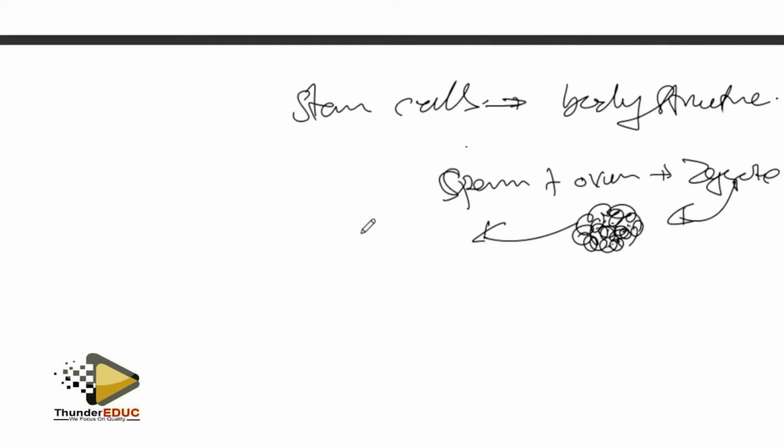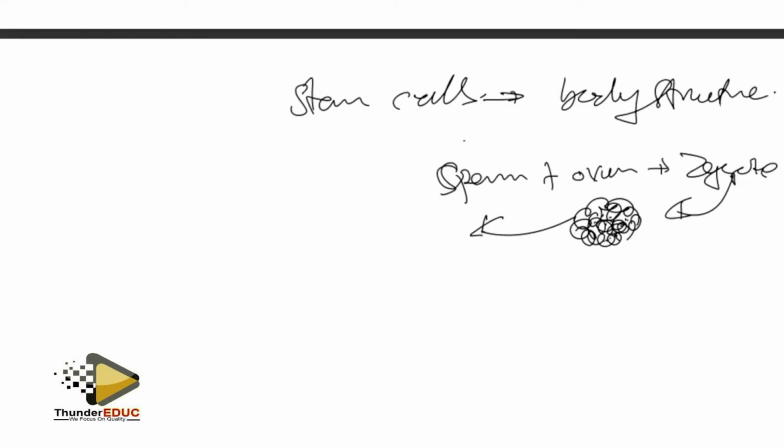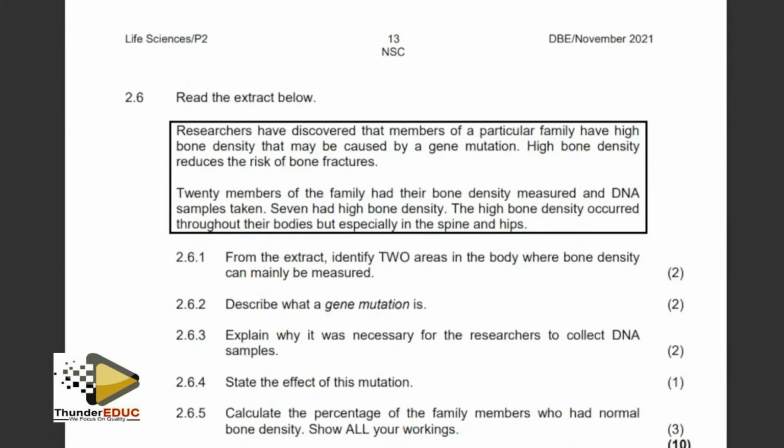Umbilical, adipose tissue, bone marrow. So you have to know those stem cells. Sometimes we bring this as an extract. Let me check and see if I have any question regarding stem cells.